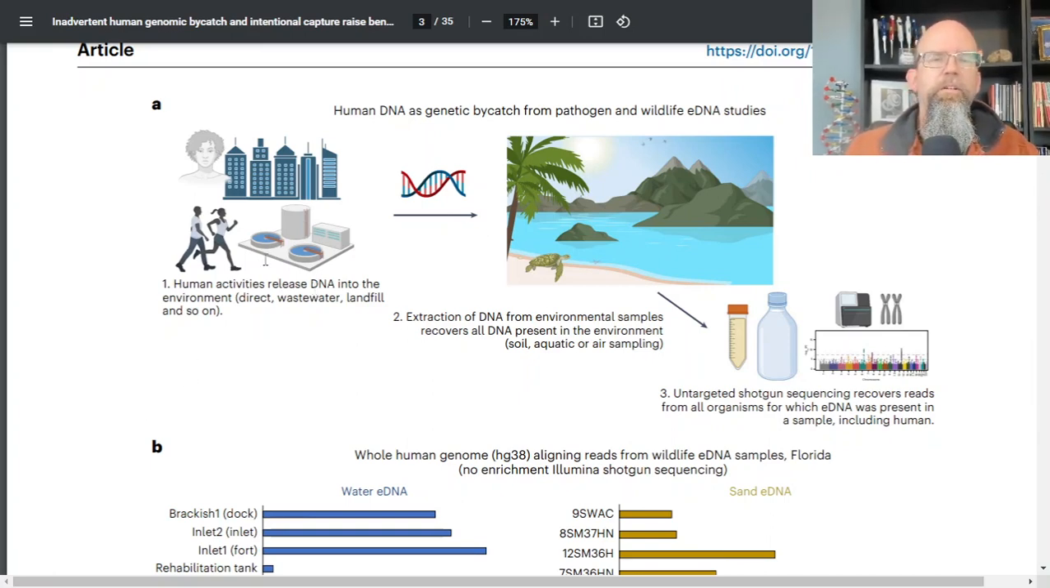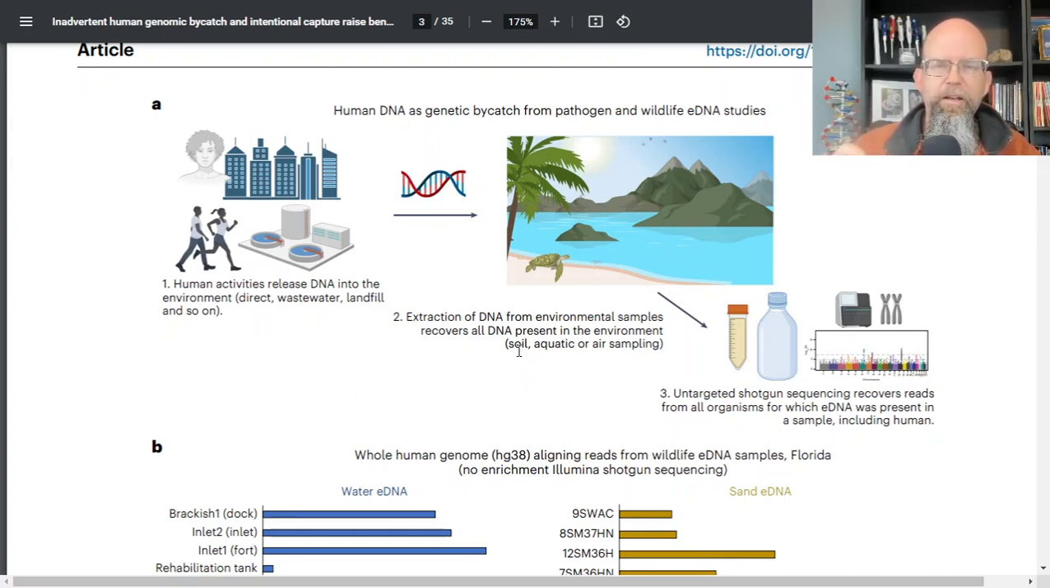All right, so what you do is you acknowledge that, look, we're all giving off DNA. So the DNA is in the environment just like it is for other organisms. We extract DNA from the environmental samples and recover all the DNA present in that particular environment. And that could be from the soil, it could be from the water, it could be from the air. I have a soil extraction kit in my lab. So you can just take soil, you run a buffer through the soil, and then from that, you centrifuge basically the soil out. You have this liquid.